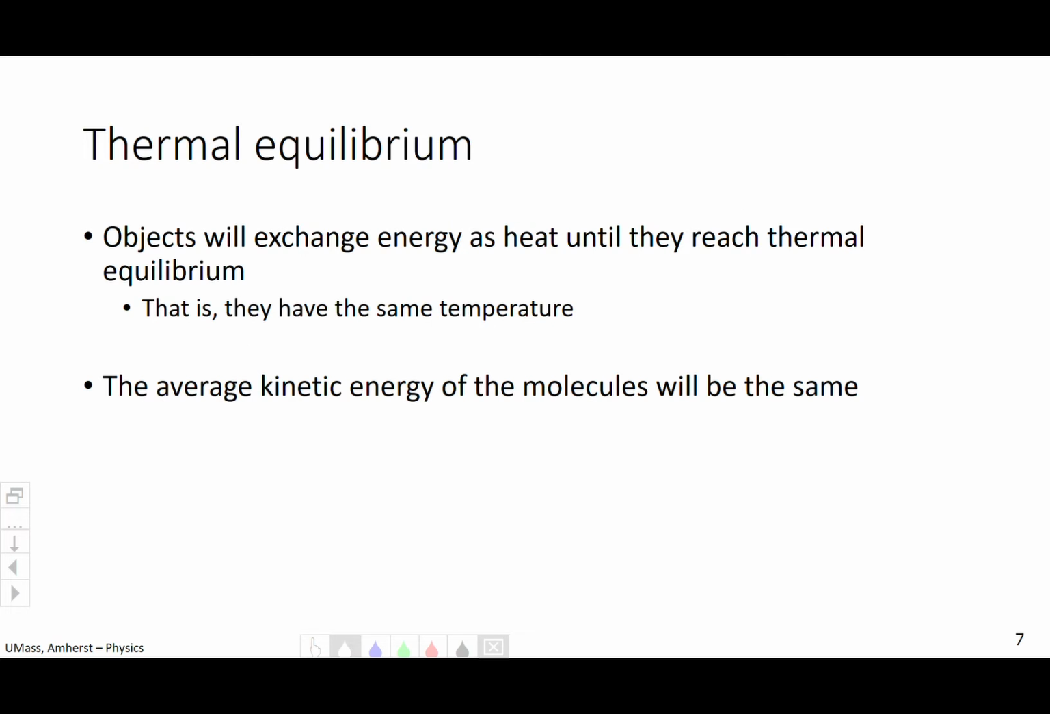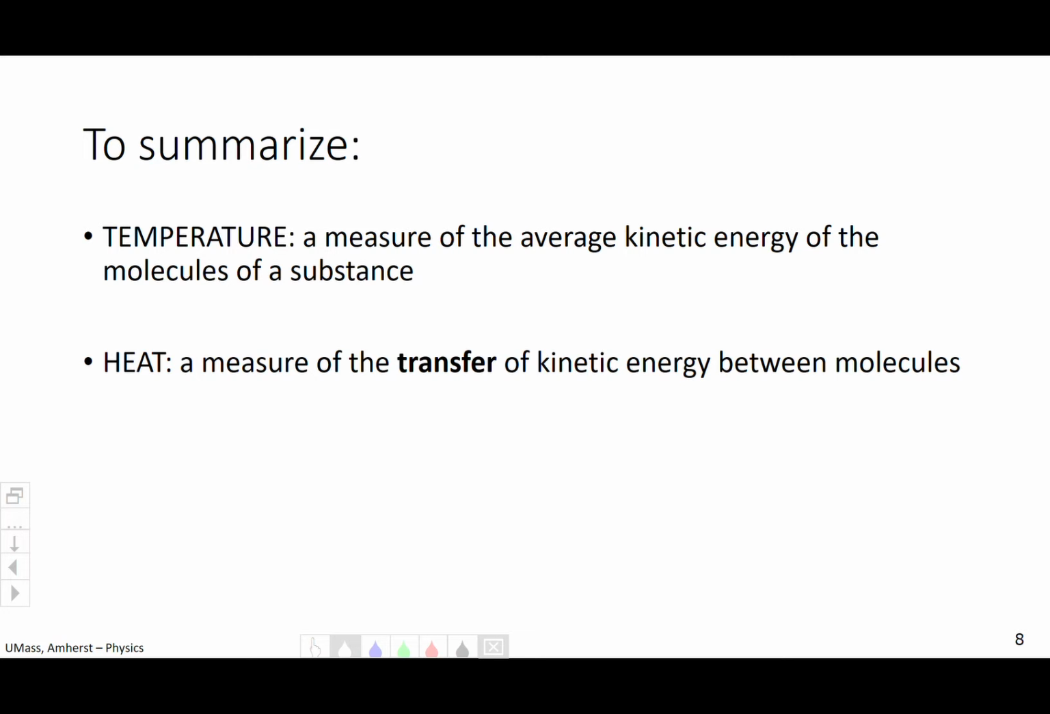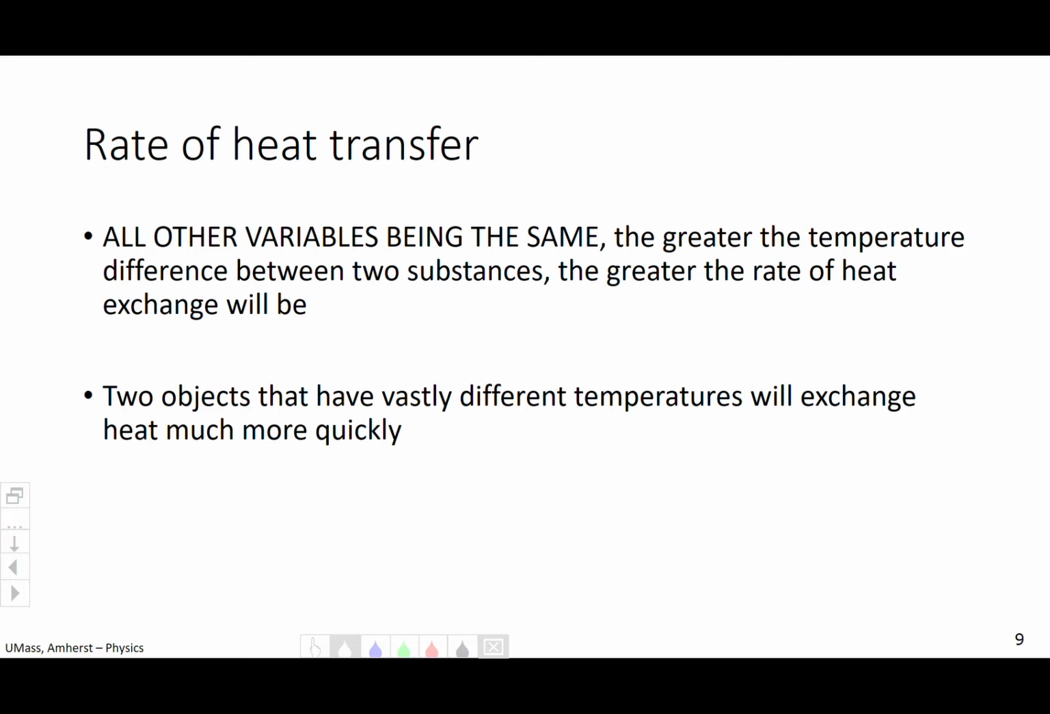So again, thermal equilibrium: they will exchange energy as heat until they reach the same temperature, and therefore the average kinetic energy of the molecules will be the same. And again, to summarize, temperature is a measure of the average kinetic energy. You can have temperature. It's something that you have. Heat is transfer of kinetic energy. You do not have heat. You transfer heat.